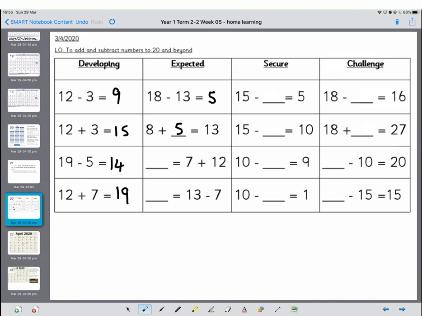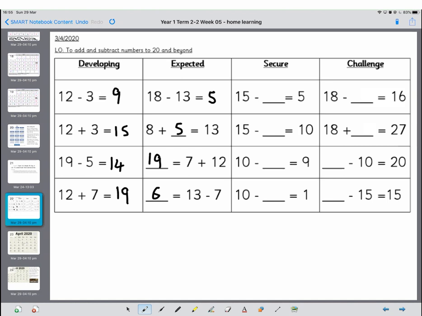Next one, 7 plus 12. Well, we've actually already done that because we've got 12 plus 7 equals 19, and we know it doesn't matter which way around it is, so that would be that. And then 13 minus 7, probably number beads again. Start off with 13, count back 7, and you end up with 6. 15 minus something equals 5.